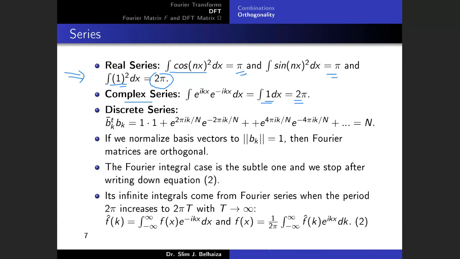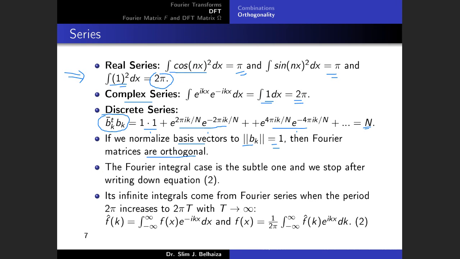For discrete series, we're talking about this complex dot product. We multiply the conjugate of b by bk, and you can see that you are adding n times 1. So 1 is just 1. Here, this is again e to the power 0. Okay. So if we normalize basis vectors so that the norm of bk, or magnitude of bk, equals 1, then Fourier matrices are in fact orthogonal. And this is what we will show later on.